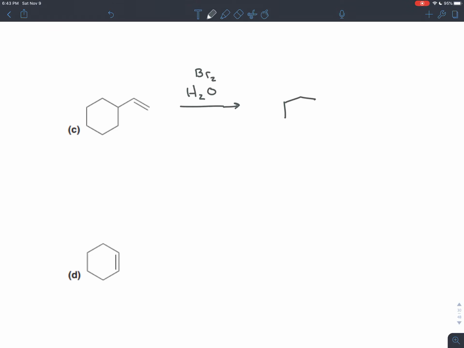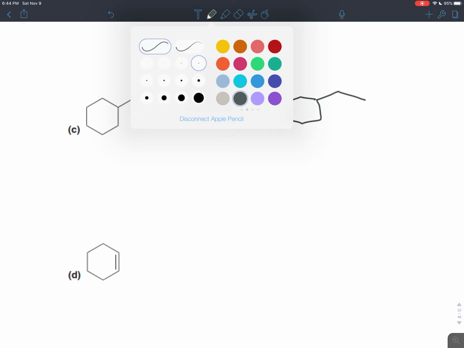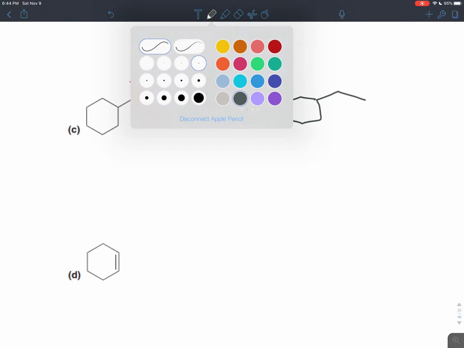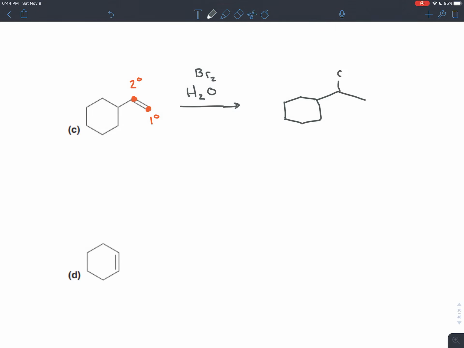Redraw the molecule exactly as it was, just without the pi bond. We're going to use that molecular glue, the pi electrons, to stick new stuff onto the molecule. Now, we're going to add Br and OH. The OH is going to go on the more substituted carbon. So of these two carbons in the double bond, the one on the left is bonded to two other carbons, so it's secondary. The one on the right is just bonded to one other carbon, so it's primary. The OH goes on the more substituted carbon, so that'll go on the secondary carbon, and the Br will go on the other one.